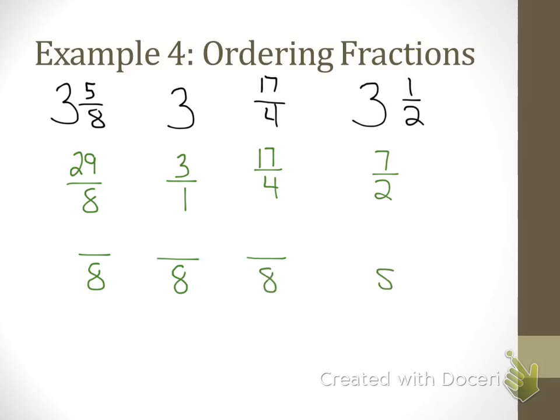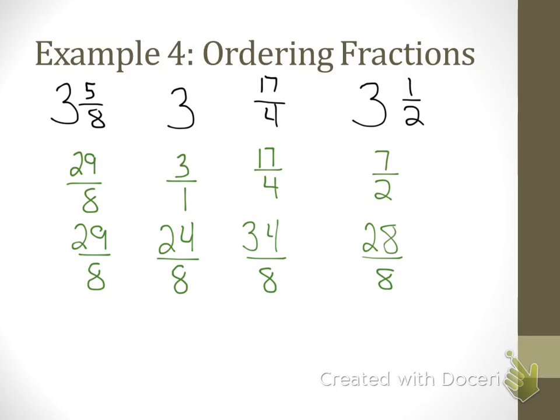Since 8 is my LCD, I'm going to write my denominator for each of the fractions. How do I figure out what my numerators are going to be? How many times the old denominator goes into the new one? So 8 goes into 8 one time, so that one stays the same. What about the next one? 1 goes into 8 eight times, so 3 times 8 is 24. I want you to fill in the last two. So 17 over 4 becomes 34 over 8. And 7 over 2 becomes 28 over 8.